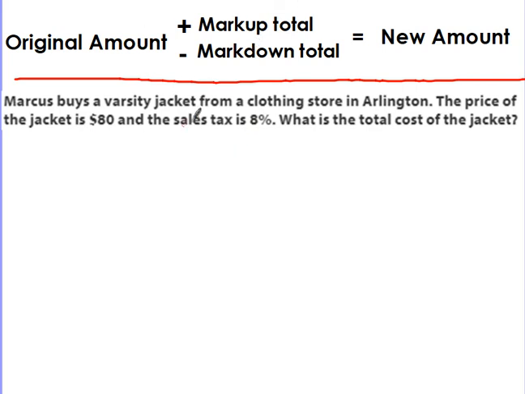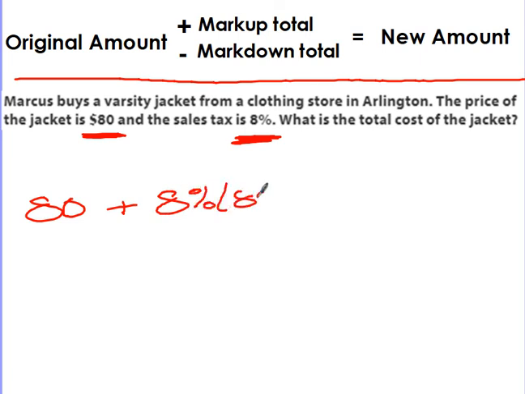So here we go. A varsity jacket from a clothing store in Arlington. Varsity jackets are not cheap. The price of the jacket is $80. That's actually not bad, cheaper than a lot of varsity jackets. And the sales tax is 8%. Sales tax is a markup, so when we pay sales tax, that's marking up the price by 8%. That's about the sales tax in Nevada, 8, 9%, something like that. We want to know the total cost. It was $80 originally, there's my original amount, and I need to add that markup total. The markup was 8% of $80, so I have to multiply that, and that's going to give me my new amount.